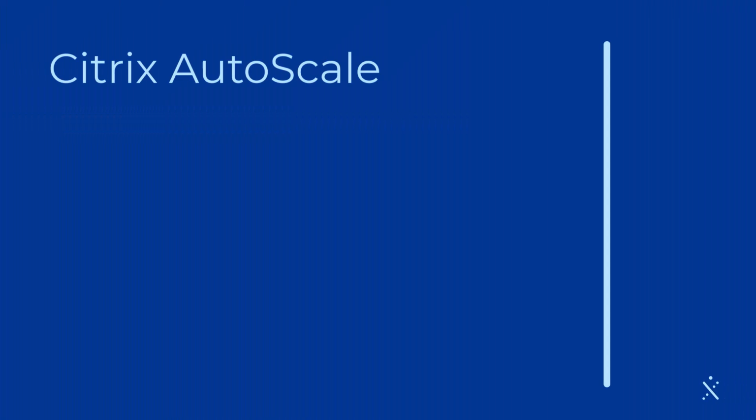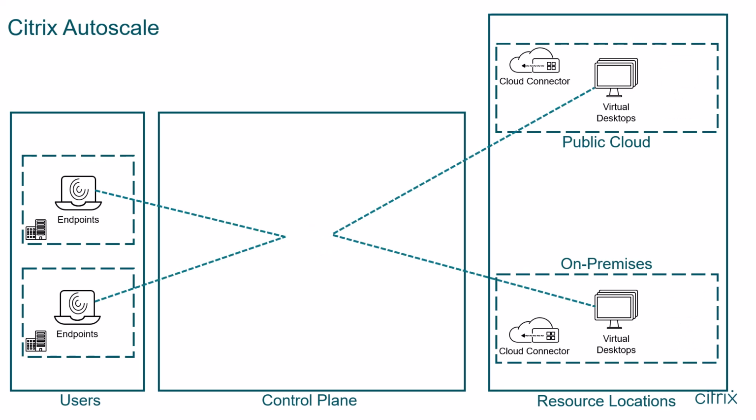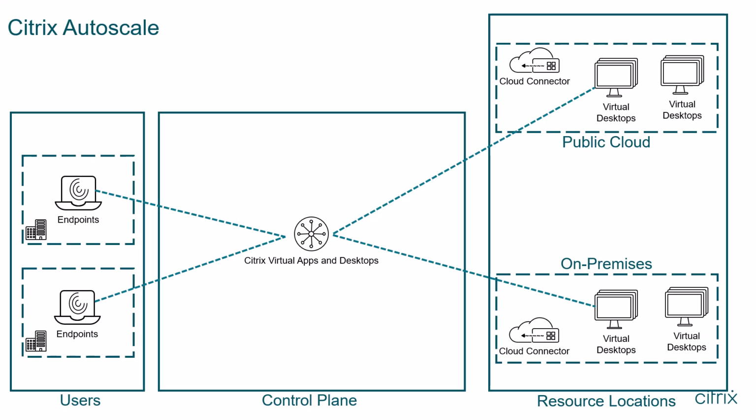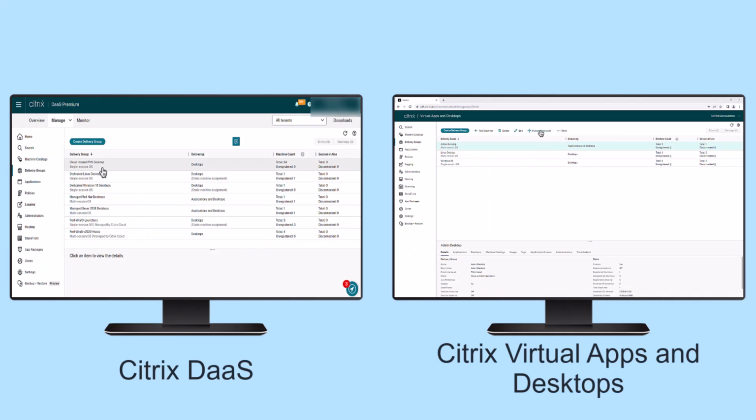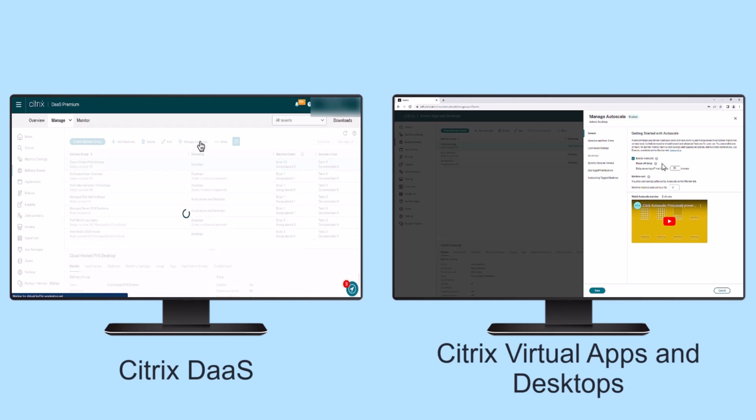The Citrix Autoscale feature provides a consistent, high-performance solution to proactively power manage your virtual machines. Available for both Citrix DaaS and Citrix Virtual Apps and Desktops, Autoscale aims to balance cost and user experience across supported on-premises and public cloud workloads. Autoscale can be enabled within either a multi-session OS or a single-session OS delivery group.